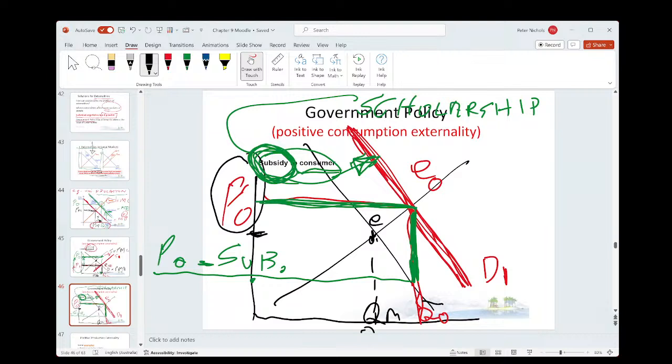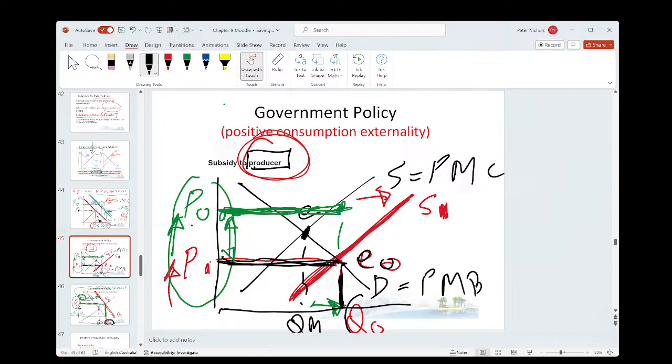One way is by giving money to the demander to help them buy the product, and the other way is to give money to the supplier to help them supply the product. And as a result, because some of their supply costs have been paid for them, they are able to raise the price. So in both cases, the out-of-pocket cost to the buyer falls, and in both cases, the market arrives at the optimum equilibrium.